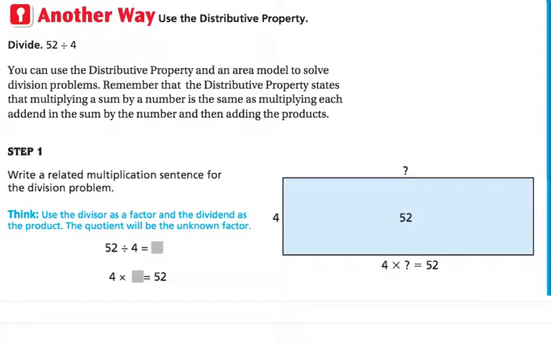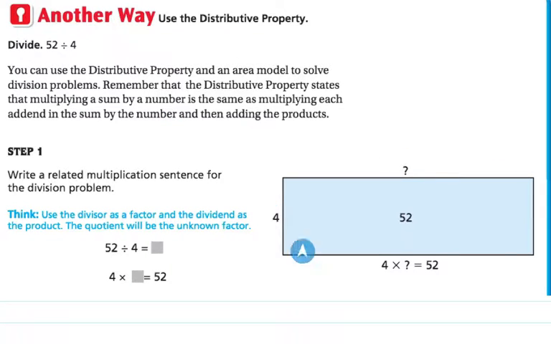Another way, students, we can use is the distributive property, and it's really important to focus on this one because there are going to be many opportunities to practice it on our homework. So it says divide 52 divided by 4. You can use the distributive property and the area model to solve division problems. Remember that the distributive property states that multiplying a sum by a number is the same as multiplying each addend by the number and then adding the products.